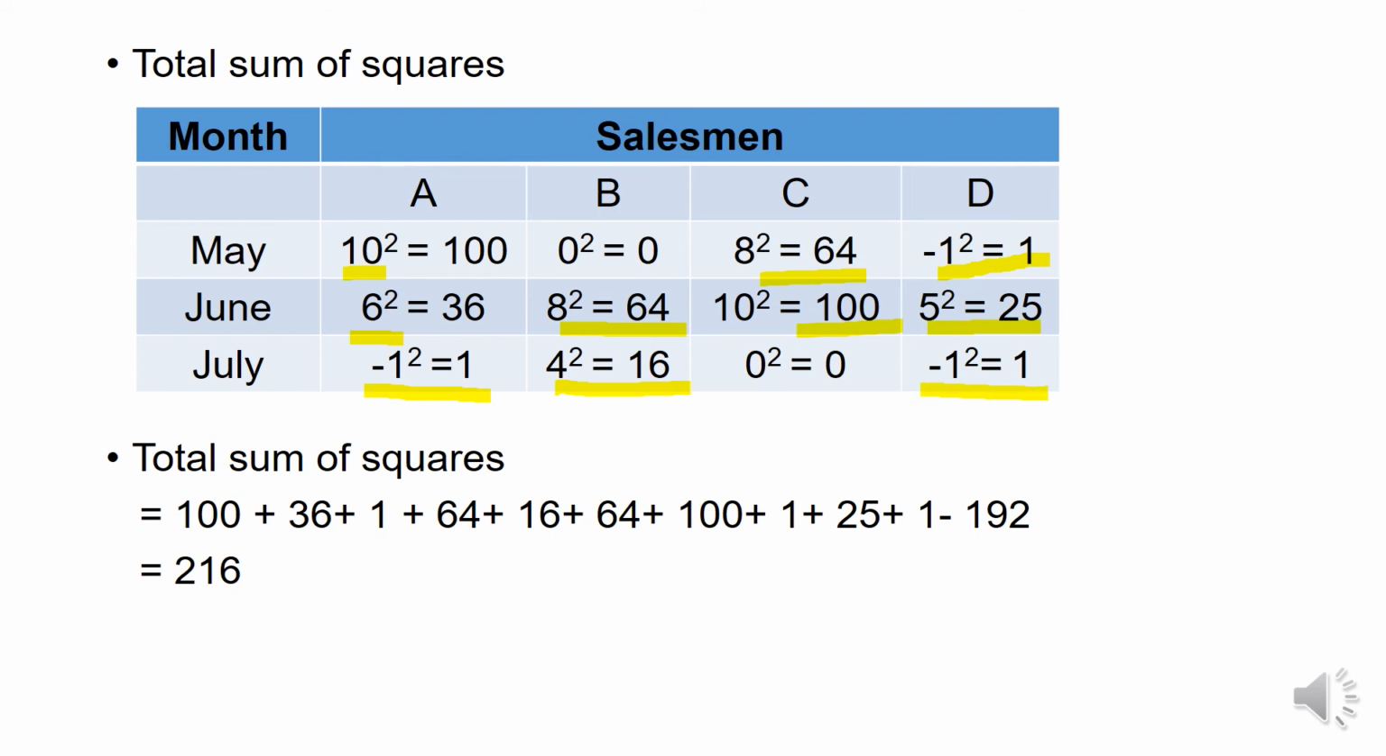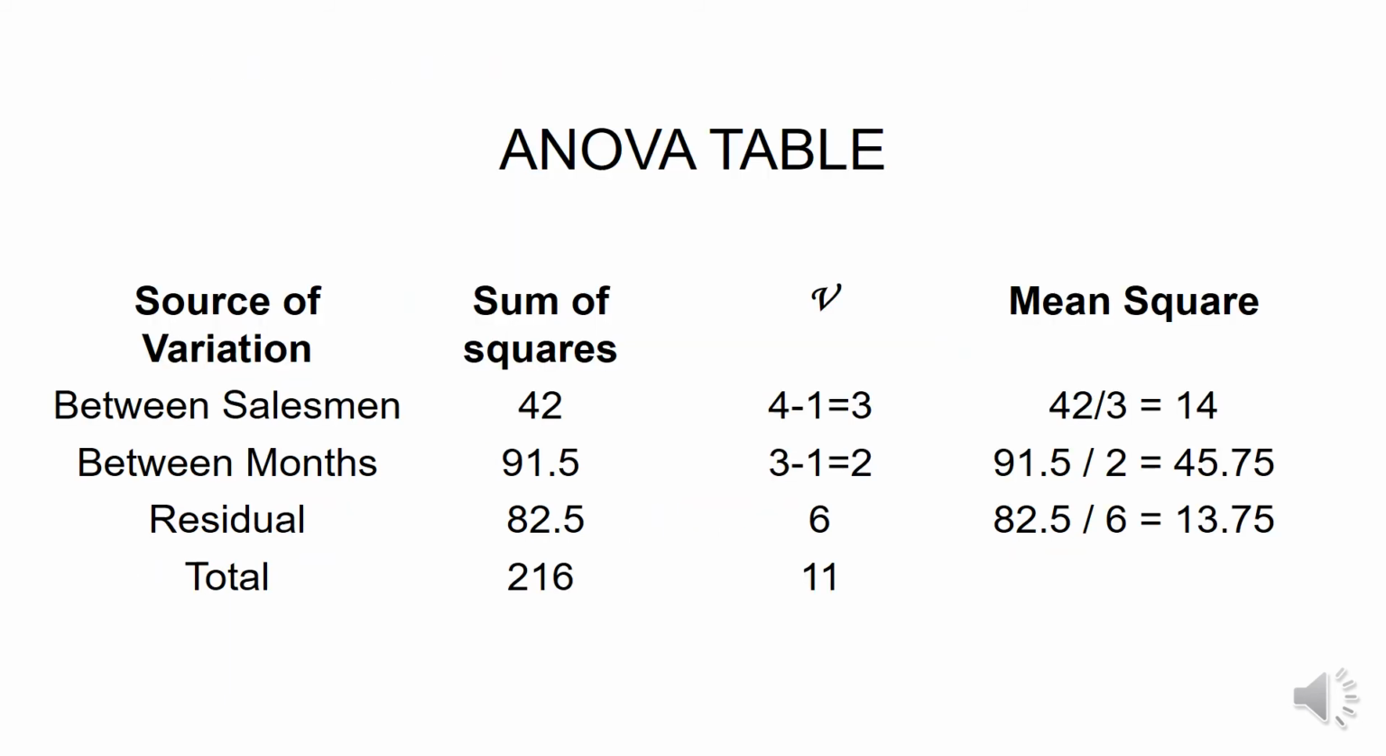So when we add all these terms taken together, which is written over here, we get a value equivalent to 216. Now we will set up the ANOVA table for making meaningful conclusions. The source of variation will include between salesmen, between months, and the residual part. Students, kindly note that we calculated the sum of squares between salesmen, that is equivalent to 42.